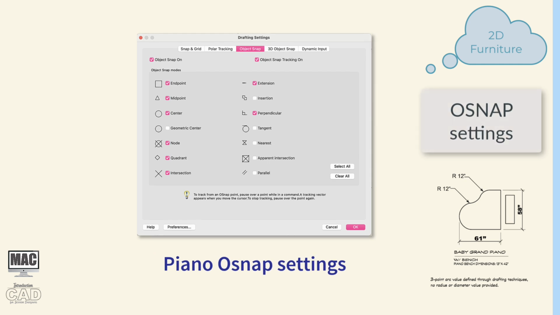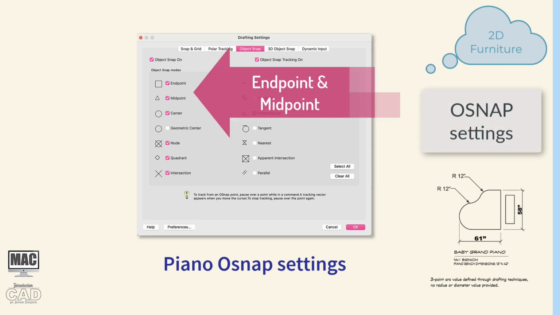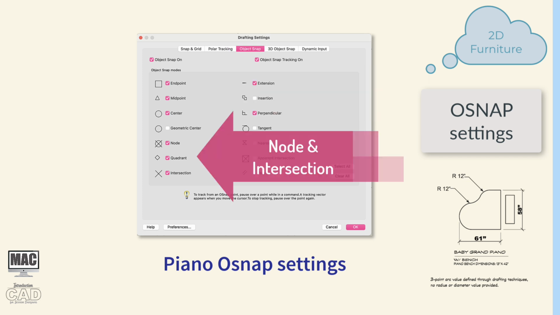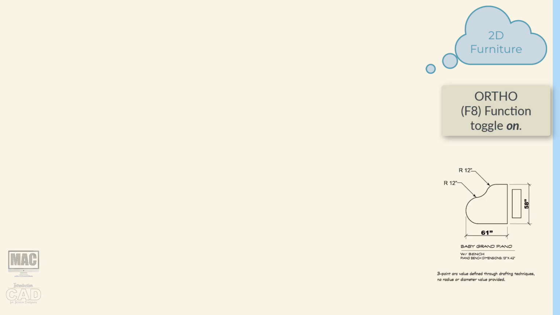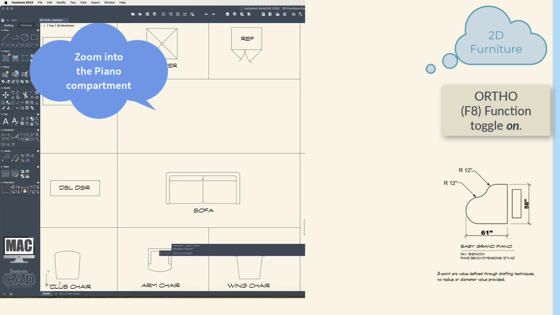The O-snap settings you will need for this lesson include endpoint, midpoint, node, intersection, and perpendicular. Let's get started drafting. Zoom into the compartment for the baby grand piano. Start with the line command.